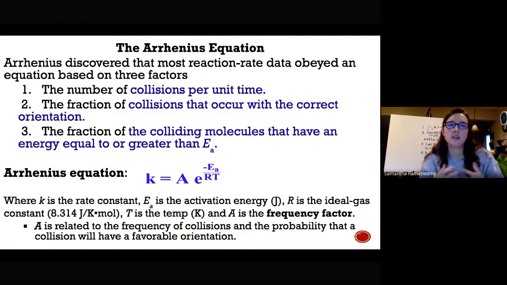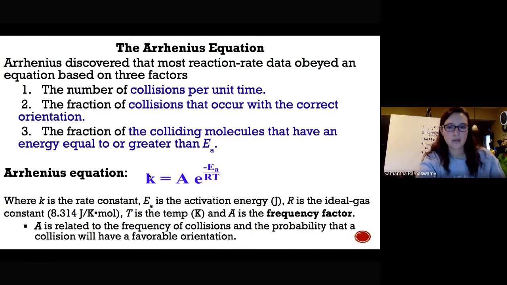The Arrhenius equation looks at how the rate constant is affected by activation energy. It is really based on three factors: the number of collisions per unit of time, the fraction of collisions that occur with correct orientation, and the fraction of molecules that collide having energy equal to or greater than activation energy. So the Arrhenius equation itself looks like this.